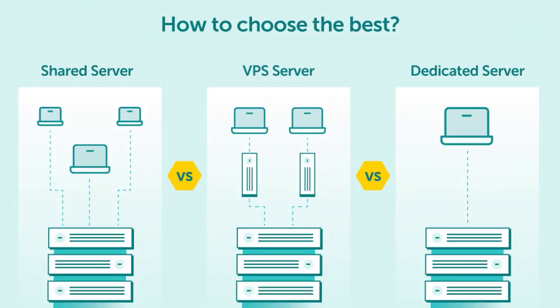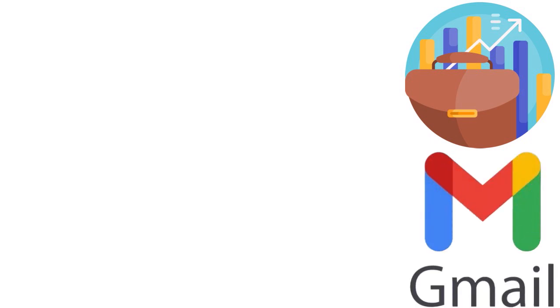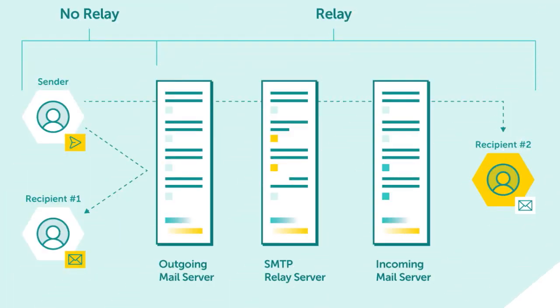You can see on the screen here, how do you choose the best SMTP server for your business this year? You have the shared server, you have the VPS server, and then you have the dedicated server. Just remember that large email service providers or mailbox providers such as Gmail, Yahoo, and Outlook filter messages according to IP addresses and domains, which may affect your email deliverability. So it's always a good idea to route emails through an established SMTP relay server. You can see relay versus no relay on the screen here. What kind of contrast do you have?